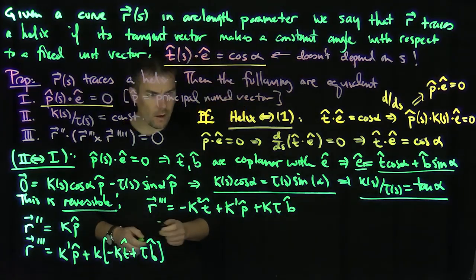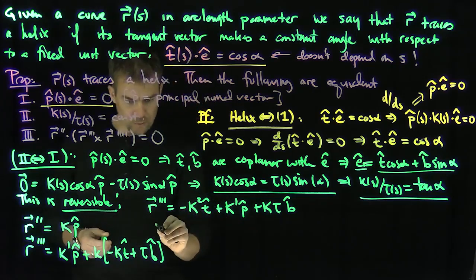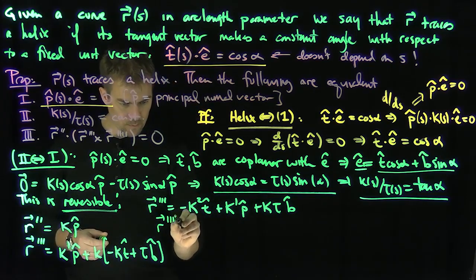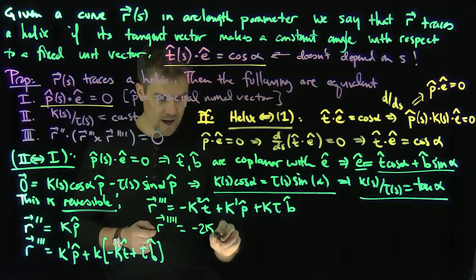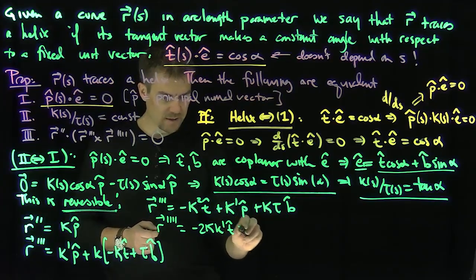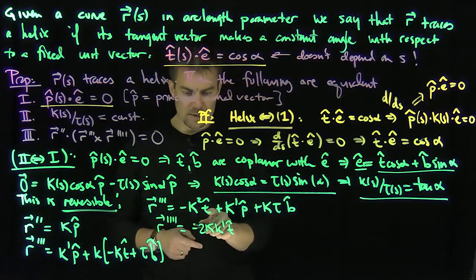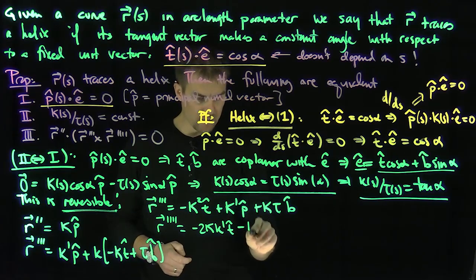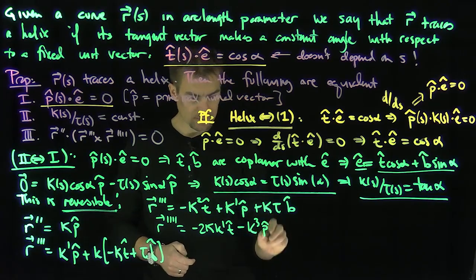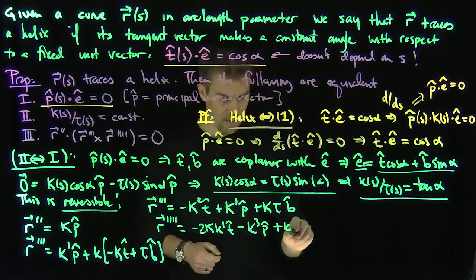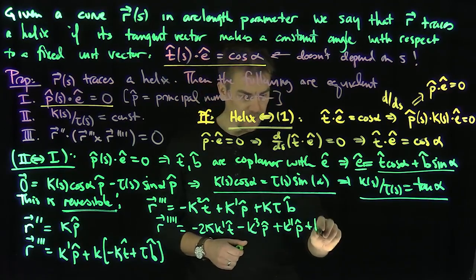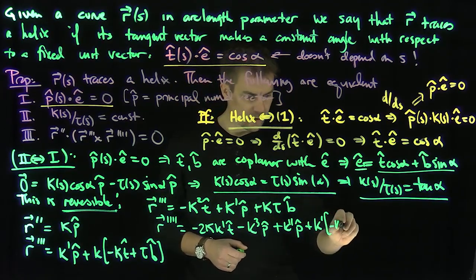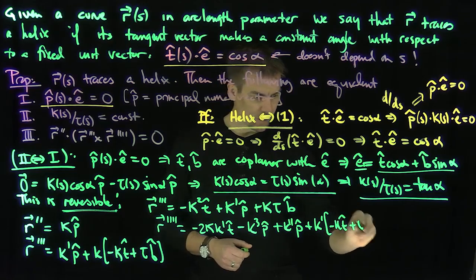Great. Okay. And so what's r quadruple prime going to be? R quadruple prime is going to be negative 2 kappa prime t hat. And then plus, the derivative of t is p, so this is going to be a negative kappa cubed p hat. Then kappa prime p hat, kappa double prime p hat, and then kappa prime, and then negative curvature t hat plus torsion b hat.